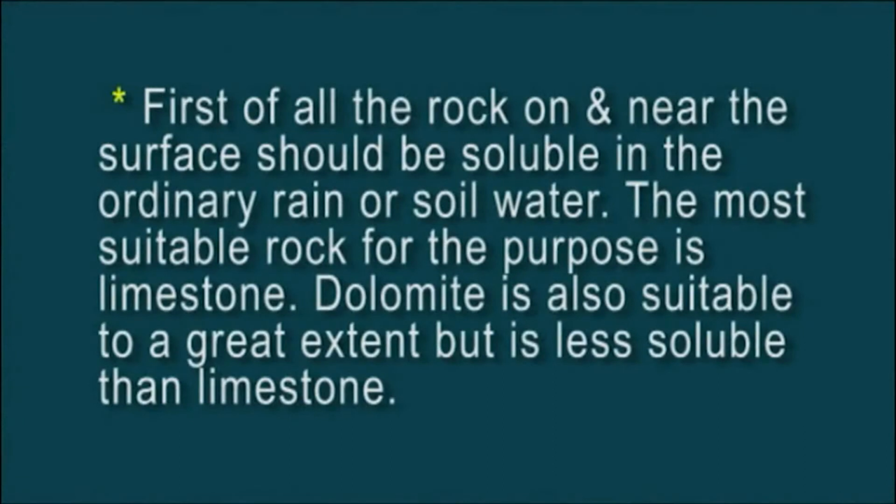Then coming to the favorable conditions for the development of karst topography. The following conditions are necessary for the development of karst topography. Number 1. First of all, the rock on and near the surface should be soluble in ordinary rain or soil water. The most suitable rock for the purpose is limestone. Dolomite is also suitable to a great extent, but it is less soluble than limestone.